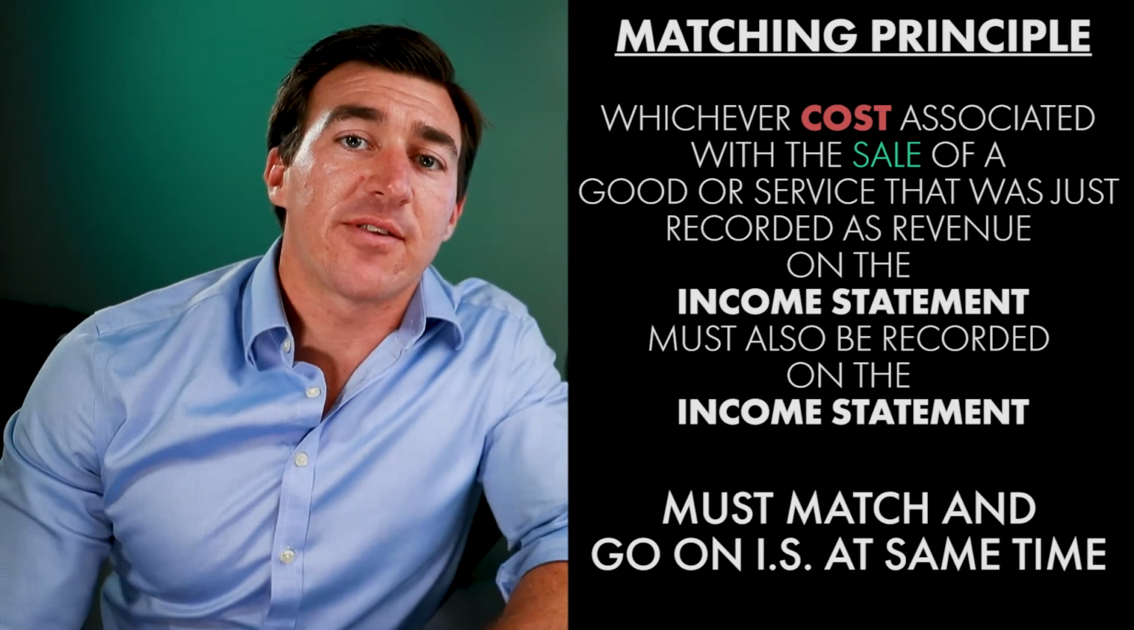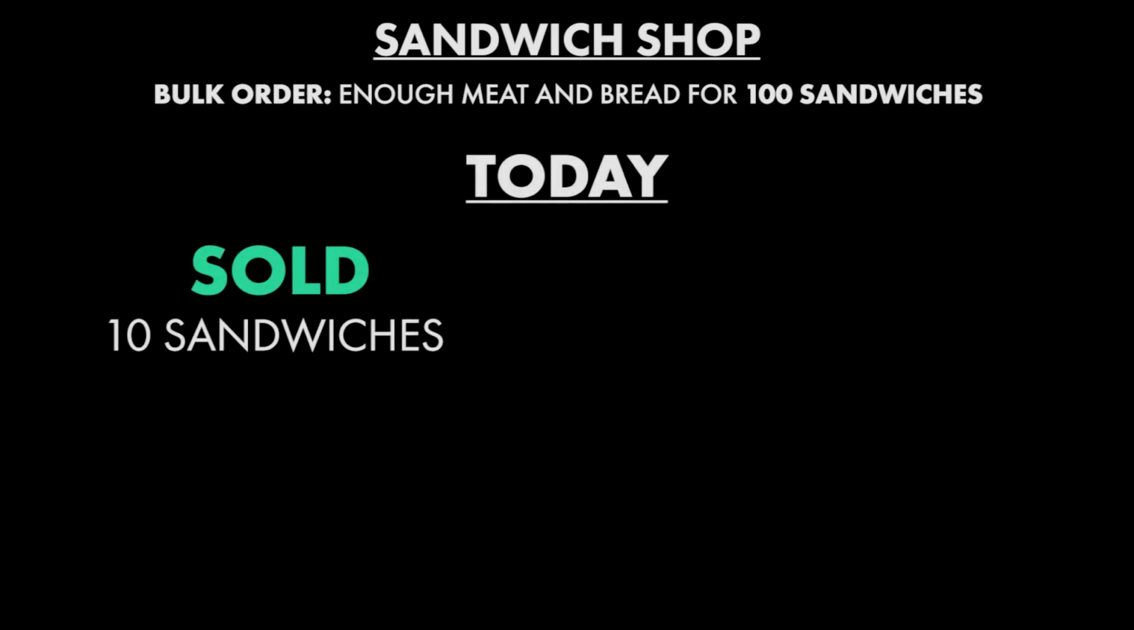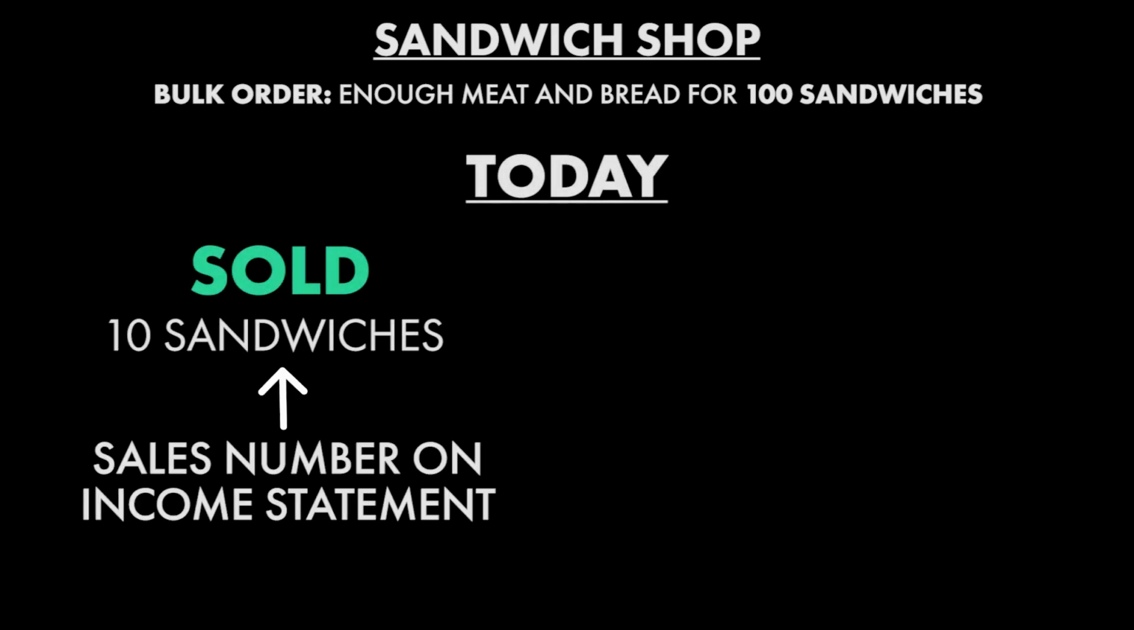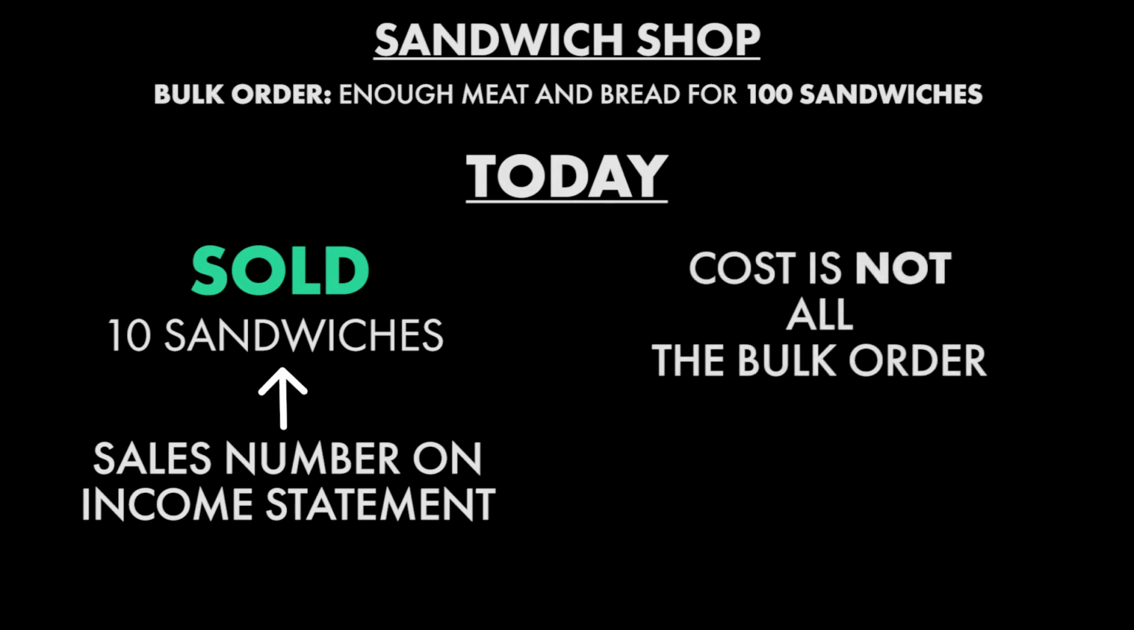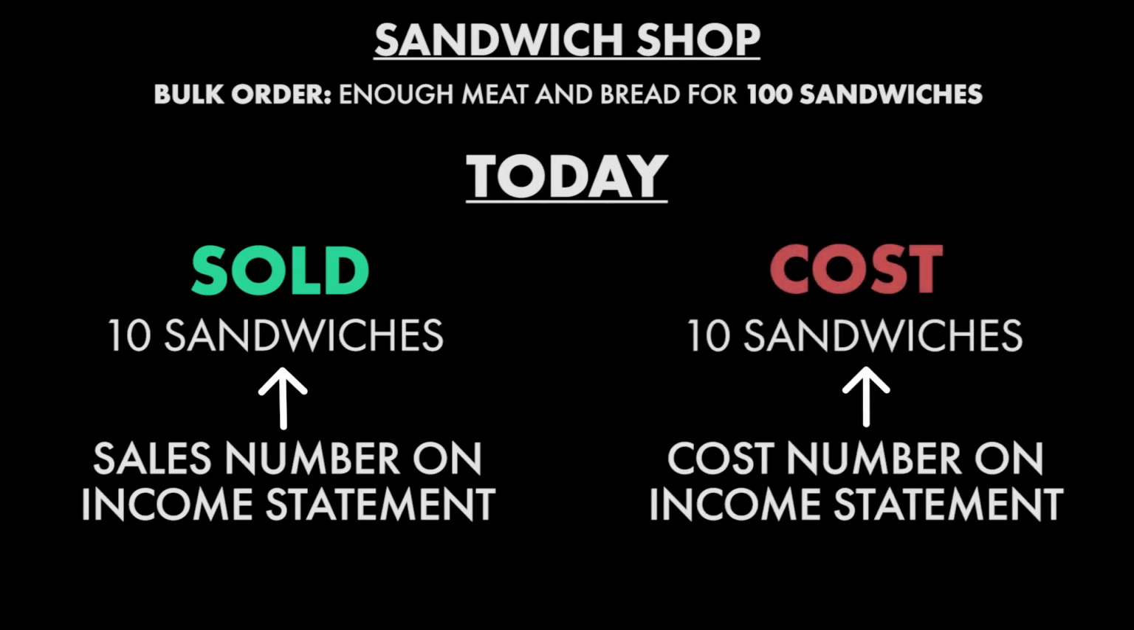So for example, let's say that I own a sandwich shop and I bulk order enough meat and bread and all that kind of good stuff to make 100 sandwiches. But today, I only sold 10 sandwiches. So that's my sales number, 10 sandwiches. My cost number isn't going to be all that bulk order that I just made today. It's just the costs that are associated with these 10 sandwiches.